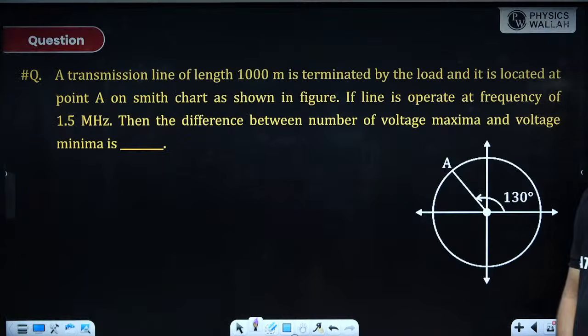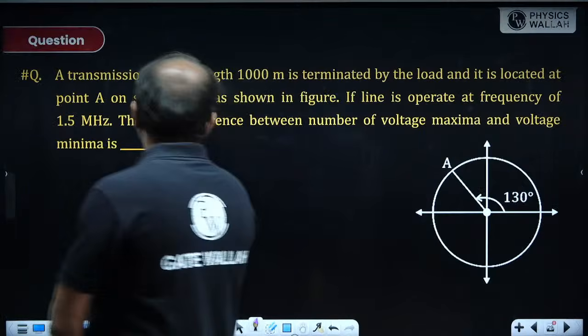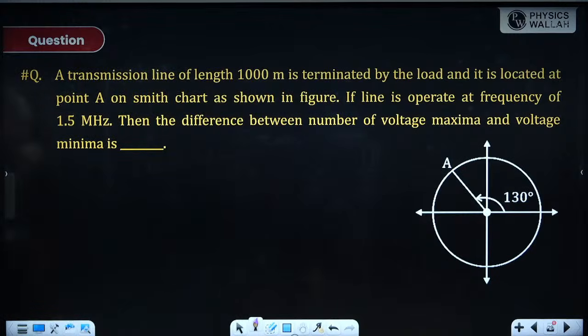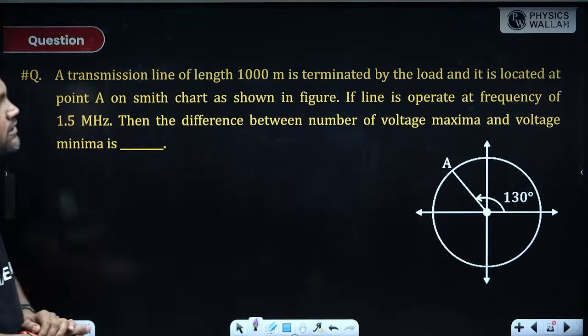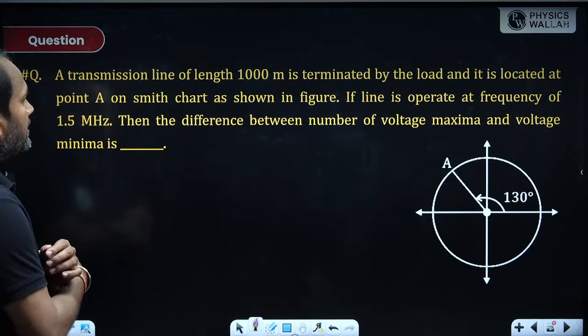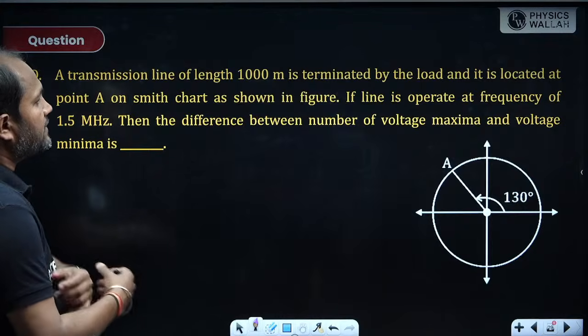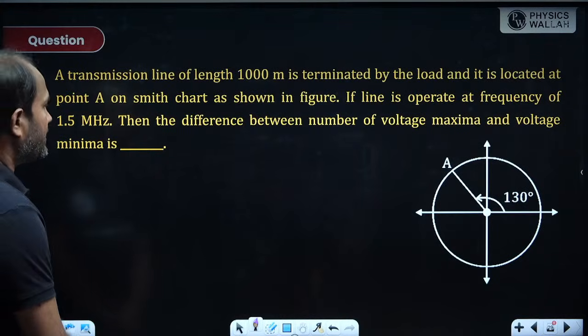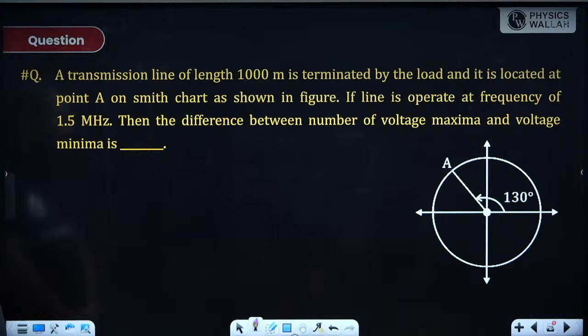A transmission line of length 1000 meter is terminated by a load located at point A in Smith chart as shown in the figure. The line operates at 1.5 megahertz. The difference between the number of voltage maxima and voltage minima. So they are asking voltage maxima and voltage minima.